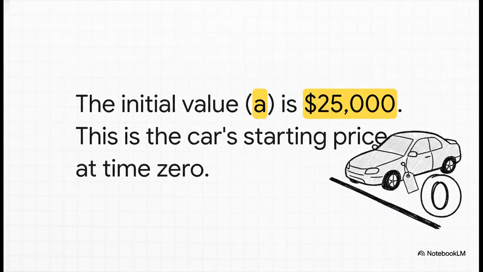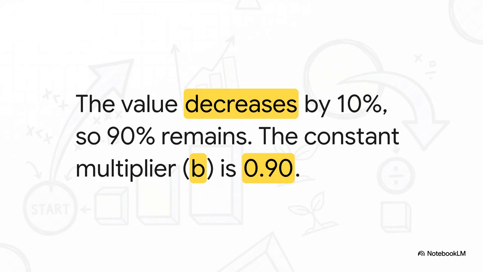Okay, let's break it down. We'll start with the easy one, the initial value. What was the car's starting price? Well, right at the very beginning, at time 0, he paid $25,000. So our A is $25,000. All right, now for the multiplier. This is the tricky one. The car loses 10% of its value each year. So the question is, what percentage of its value is still there at the end of the year? Well, if you start with 100% and you lose 10%, you're left with 90%. And as a decimal, that's 0.90. So our constant multiplier, our B, is 0.90.